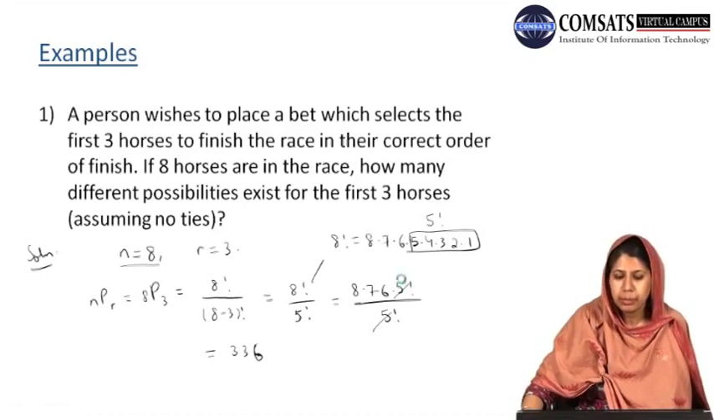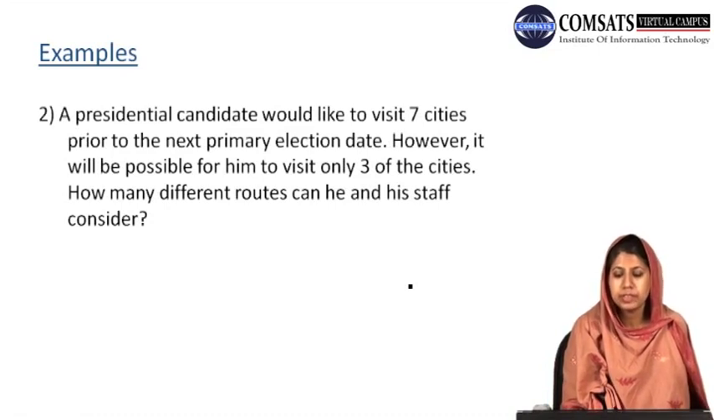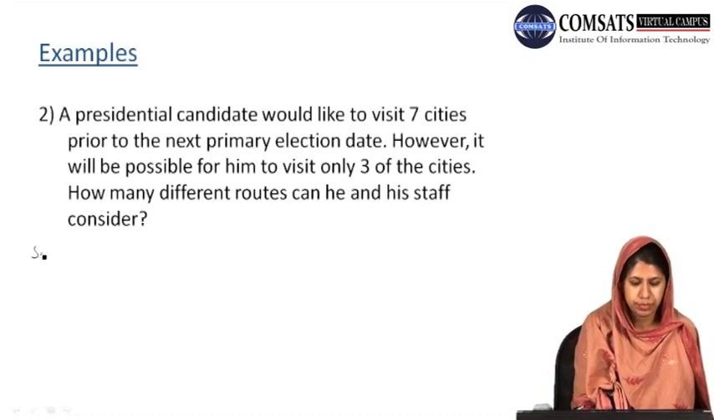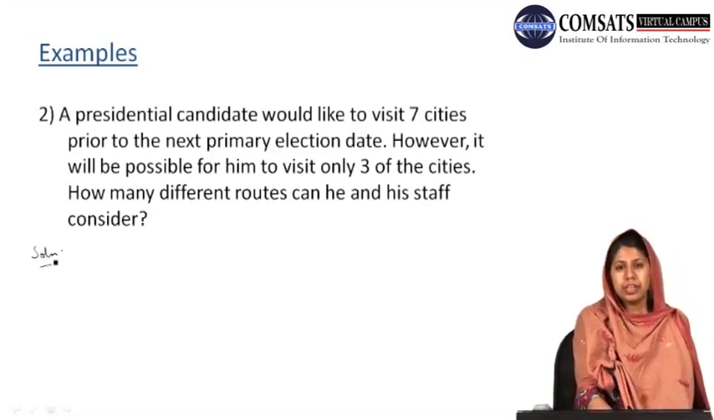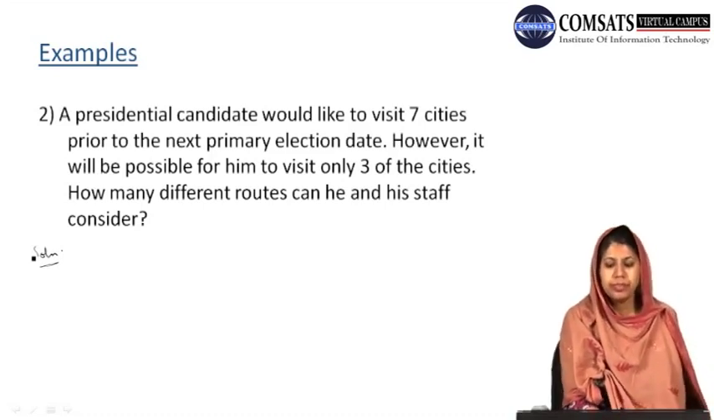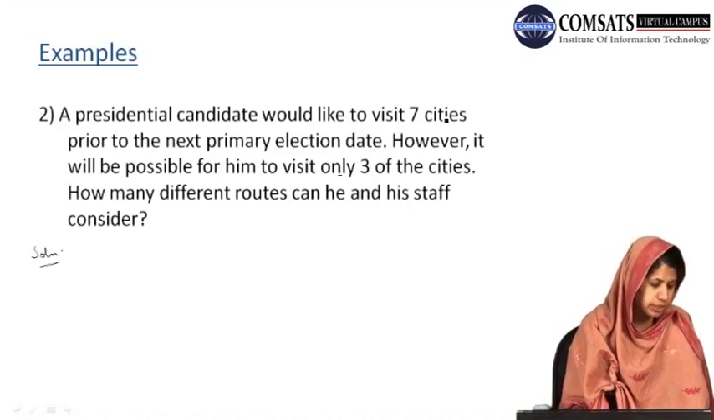Now one more example about permutation. A presidential candidate would like to visit 7 cities prior to the next primary election date. However, it will be possible for him to visit only 3 of the cities. How many different routes can he and his staff consider? That is, we have to find the total number of permutations when the presidential candidate has to visit only 3 cities from the 7 cities.